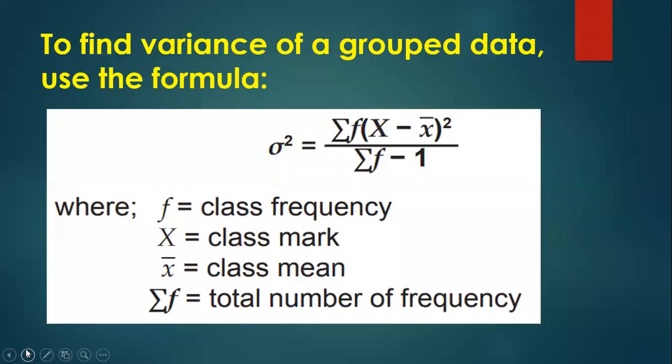So this is the formula for the variance of group data. The sigma squared is the variance, the symbol for variance. Then f is the class frequency that is given. The capital X is your class mark or the midpoint. Then X bar is your class mean. Then this one, sigma f, is the total number of frequency or the sum of your frequency. So this is the formula for the variance.